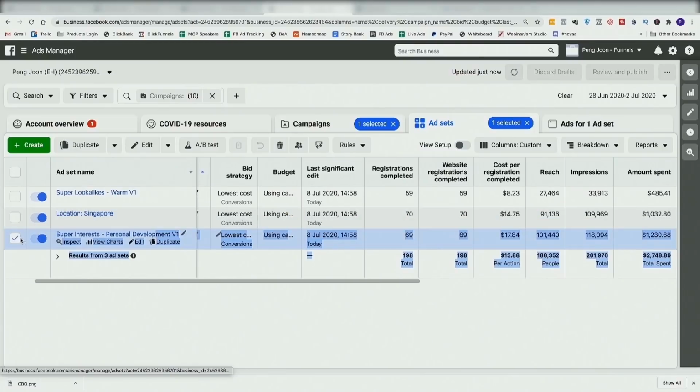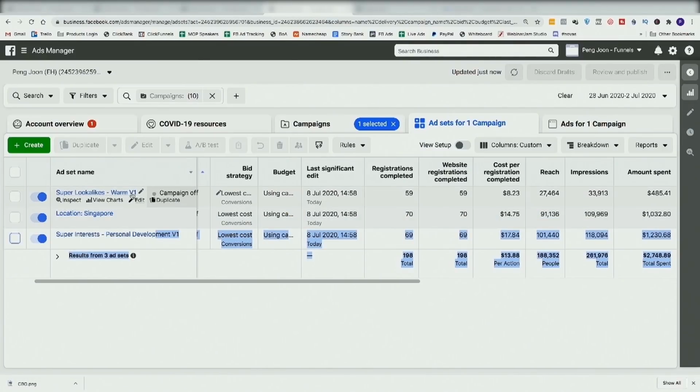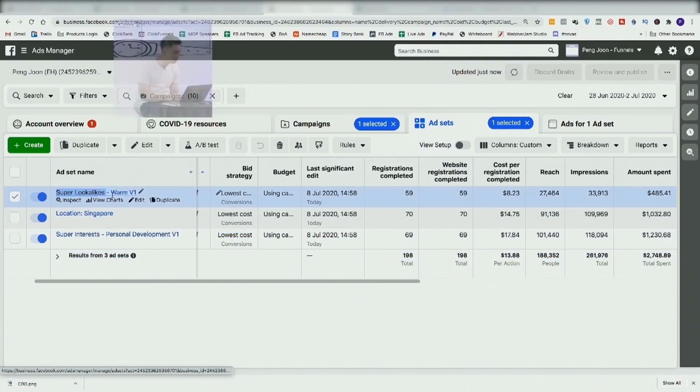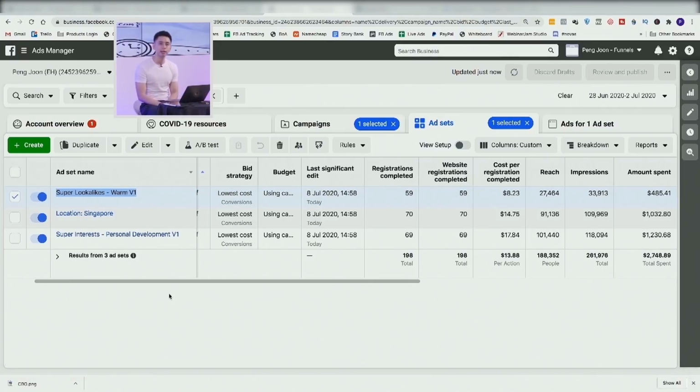So why are there these three different ad sets? Now, this first one over here, what is a super lookalike? A super lookalike is an audience that is very targeted, right? It looks like one of your hot or warm audiences.